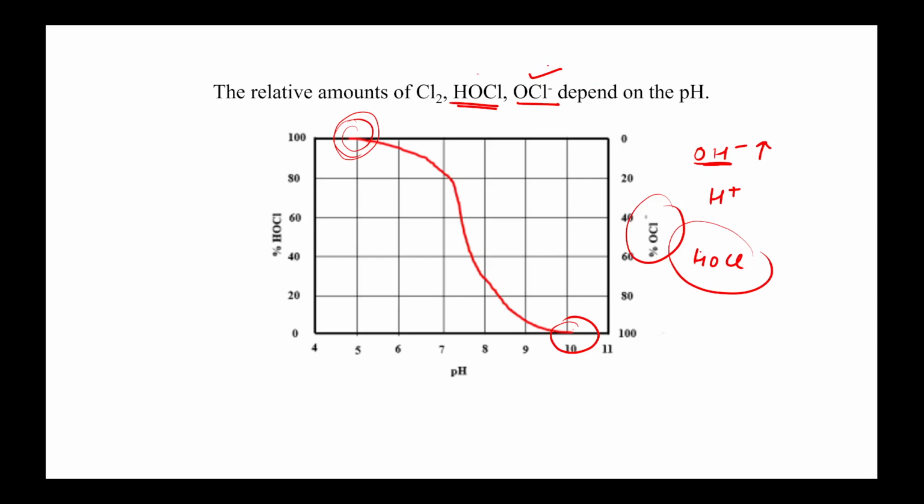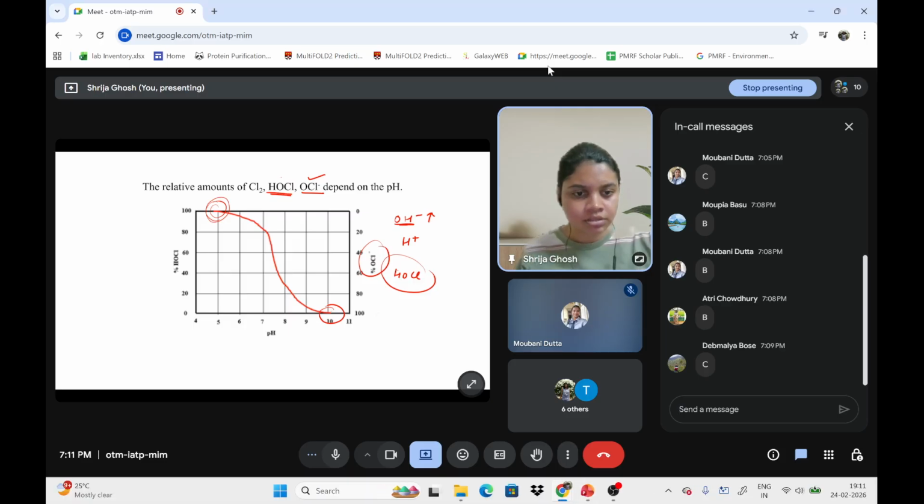Is this clear? Is this clear to everybody? So the ratio of hypochlorous acid to hypochlorite ions is completely dependent on pH. Do you understand how it is dependent on pH?